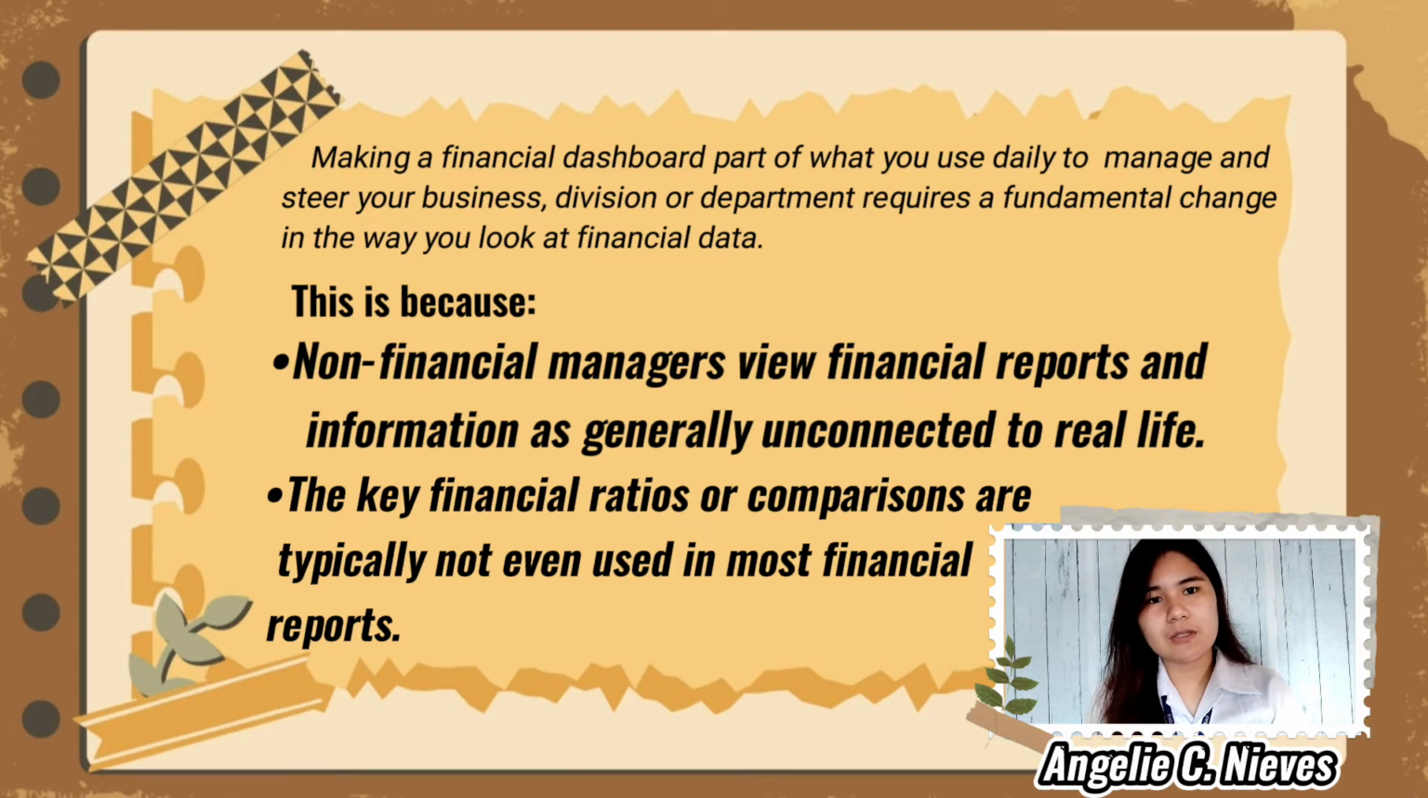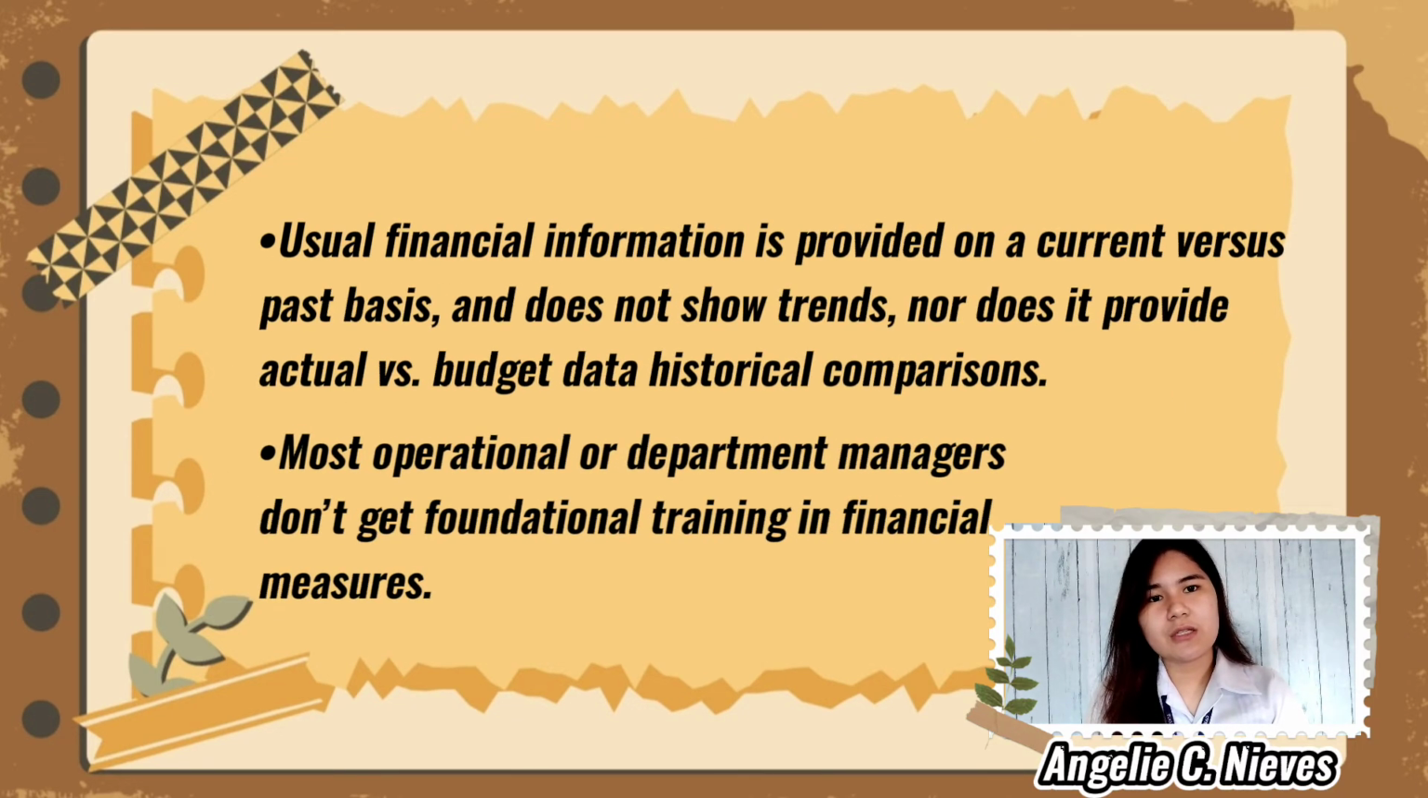Second, the key financial ratios or comparisons are typically not even used in most financial reports. It is important to compare financial ratios with the major competitors to identify whether a company is performing better or worse than the industry average. Third, usual financial information is provided on a current versus past basis and does not show trends, nor does it provide actual versus budget data or historical comparison. And last, most operational or department managers don't get foundational training in financial measures.